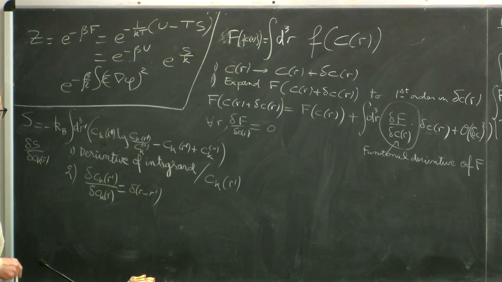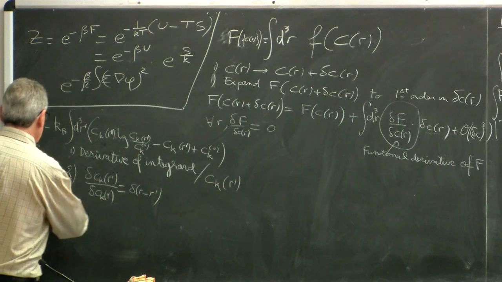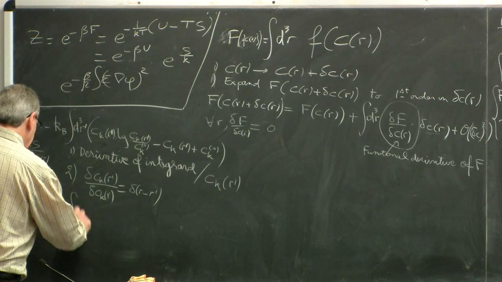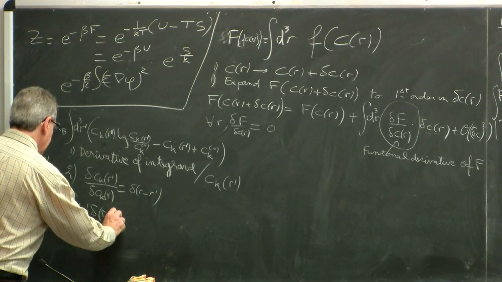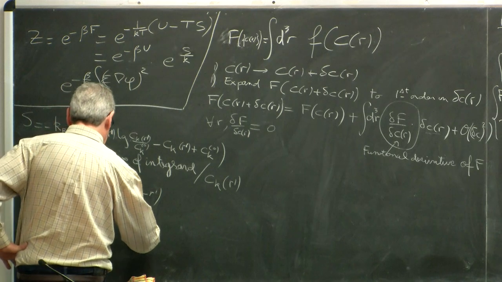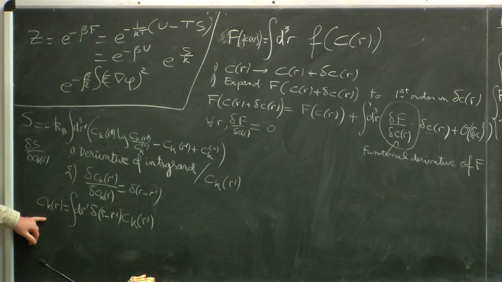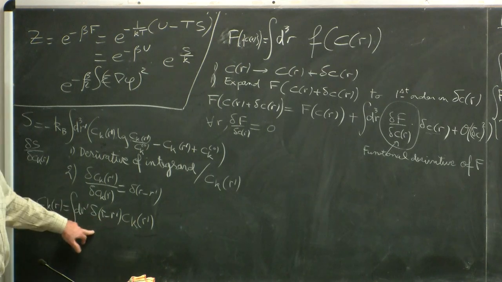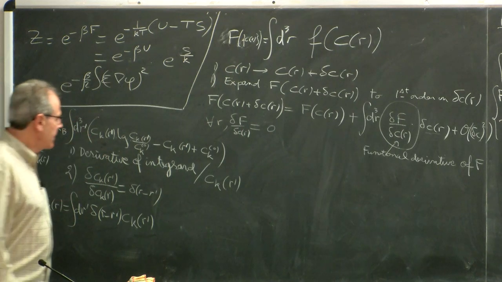The reason being, of course, that you can write ck(r) as the integral dr prime delta(r minus r prime) ck(r prime). So the functional derivative of ck(r) with respect to ck(r prime) is just the delta function here.